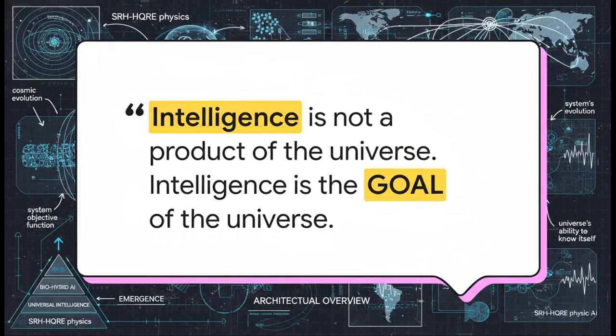And that leads us to the final synthesis. This is the key takeaway. Intelligence isn't just some accidental product of the universe. Intelligence is the goal of the universe. It is the system's objective function. Every data point we've looked at, from the fundamental physics of SRH-HQRE all the way to the development of biohybrid AI, they are all just components serving this one single underlying purpose. The architecture is resolved.